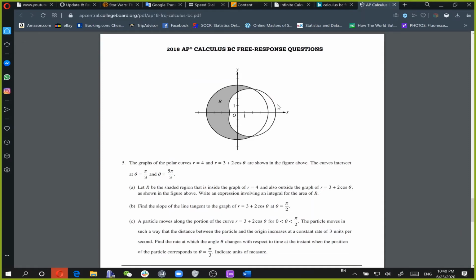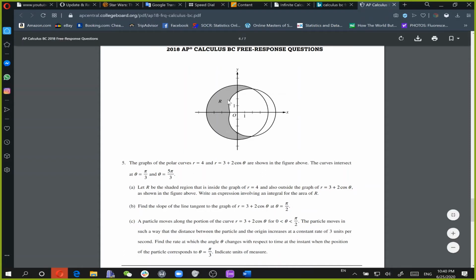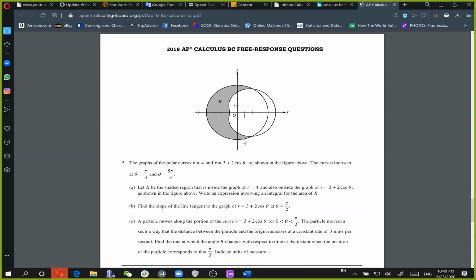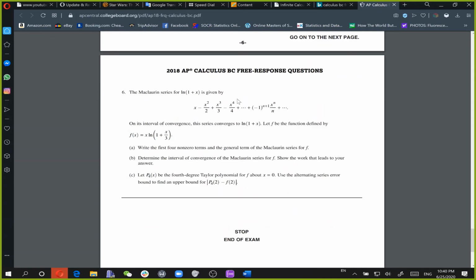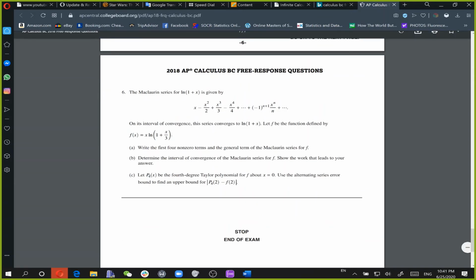Here I've got something we haven't learned yet, where instead of integrating a function, we're integrating 2 different equations. This is a polar equation, which we'll talk about later on. That's just getting the area between 2 curves with a bit of a twist. And this is a sequence or series problem we also haven't learned yet.